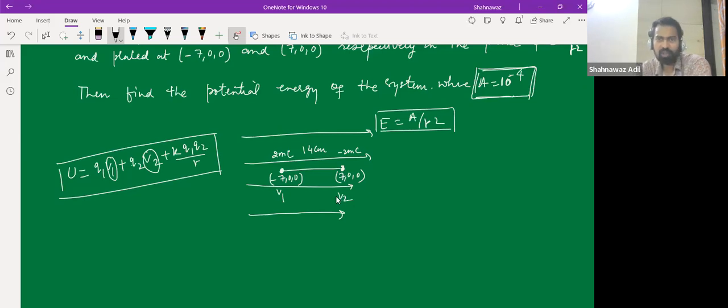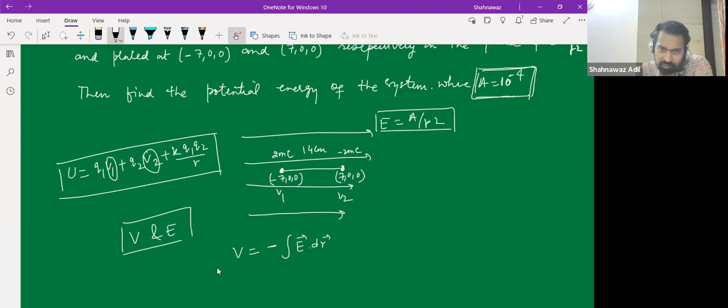What do we know about this electric field? What is the relation between the potential and electric field? Electric field is equal to the derivative of potential; this is E dot dr, right, guys? Yes. So you see that electric field is given, but we want to calculate the potential. So we will use this one, right?